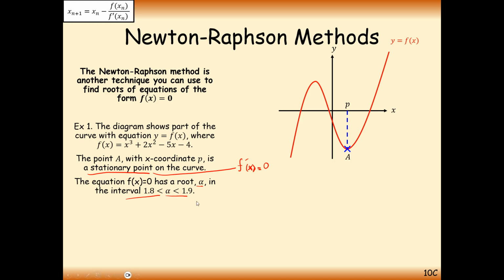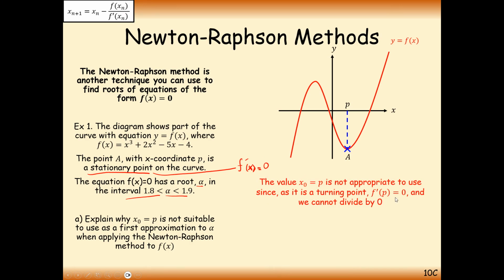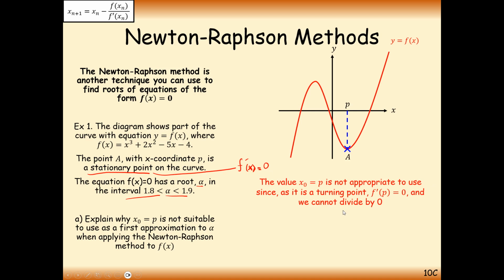So in the first part of the question, part A, we are to explain why x naught, or the initial value of p, is not a suitable value to be used to approximate and find the root of the cubic equation. There's not much to add here other than to say that the gradient will be 0 and we cannot divide by 0 in our formula. Therefore, the Newton-Raphson formula would not work.